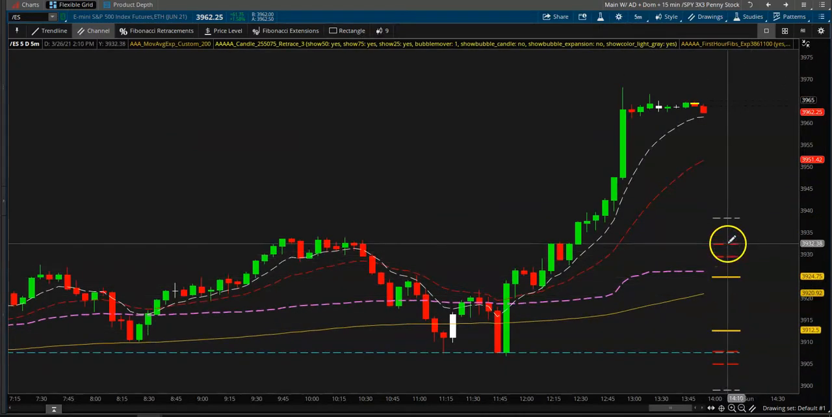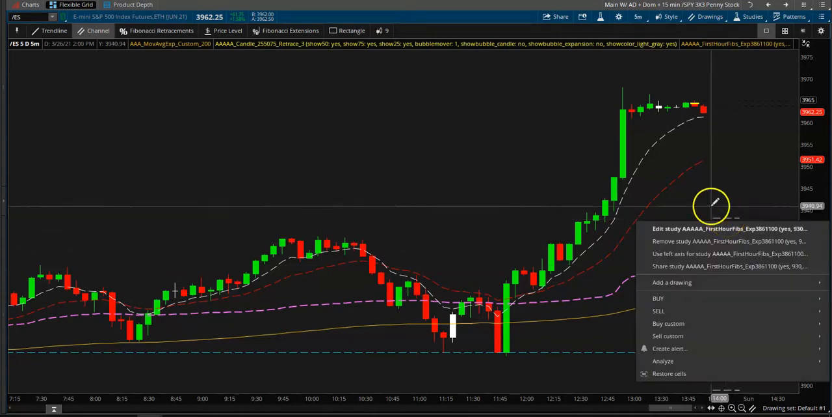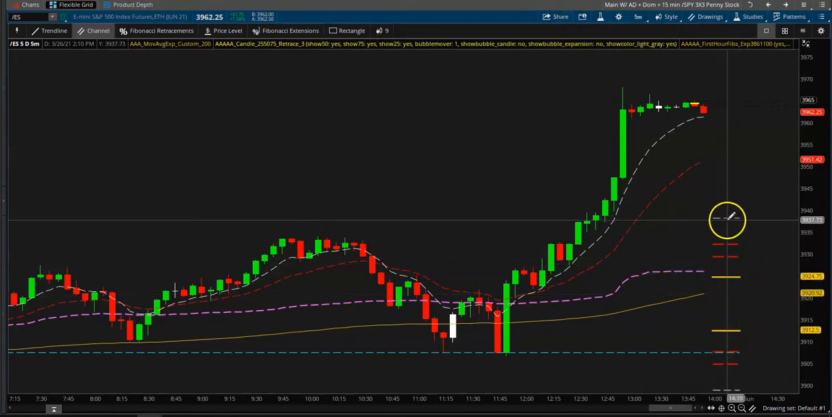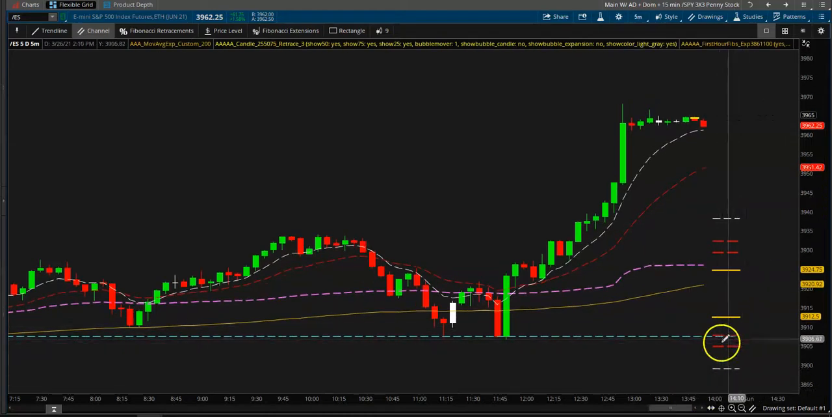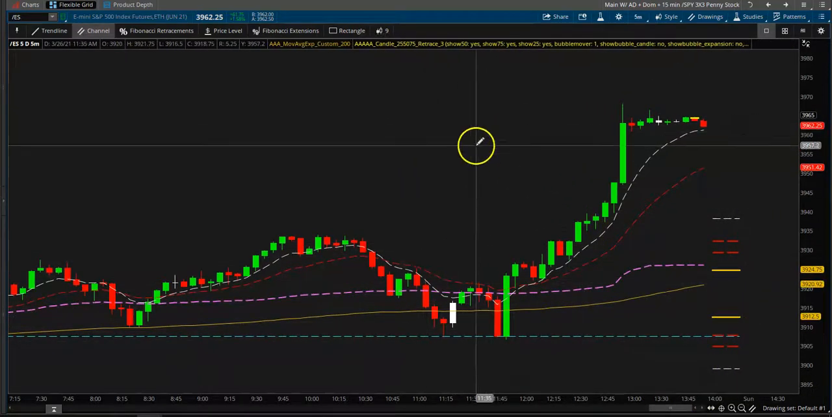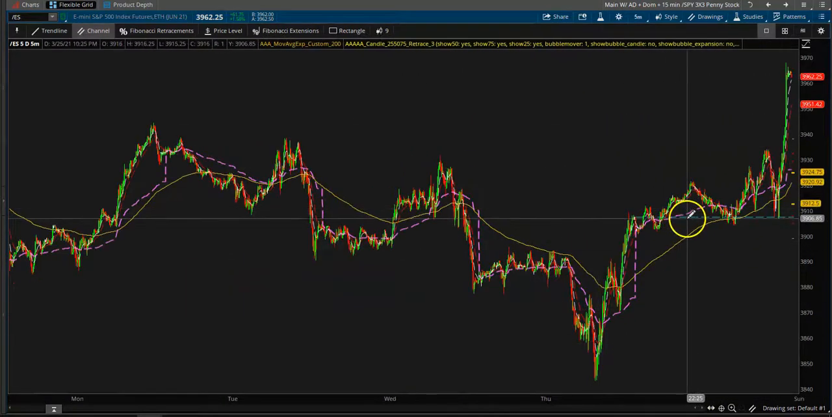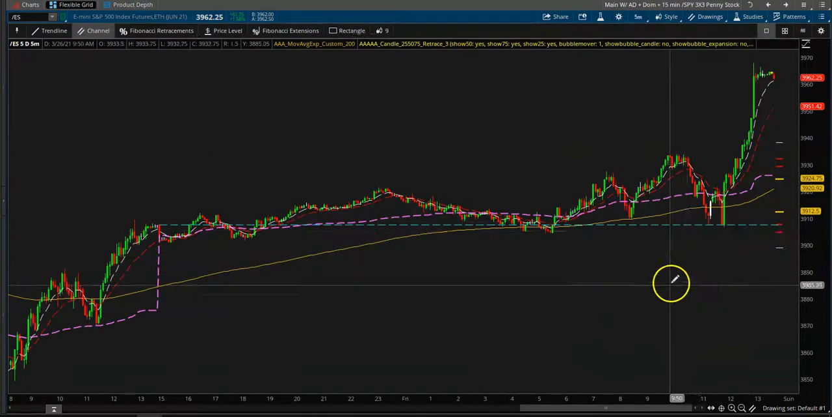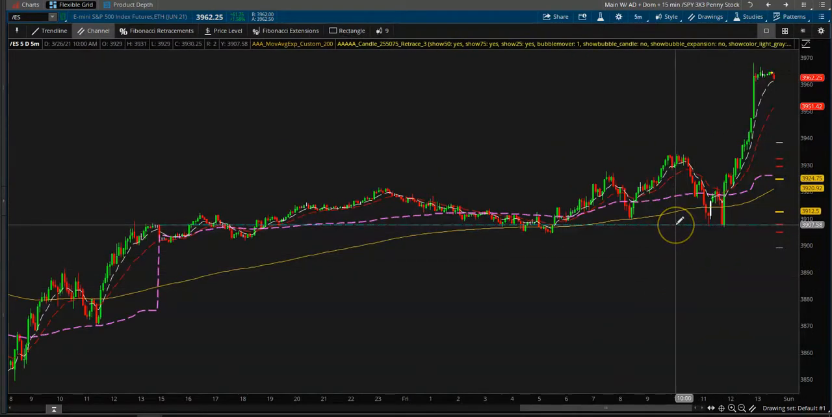The red above and below are the 38 and 61% fib extensions. And then this is the 210 fib extension. I like using the 210 versus the 200 for the first hour. It just seems to work a lot better on the S&P E-mini futures. And then finally, this turquoise line right here is the opening price.